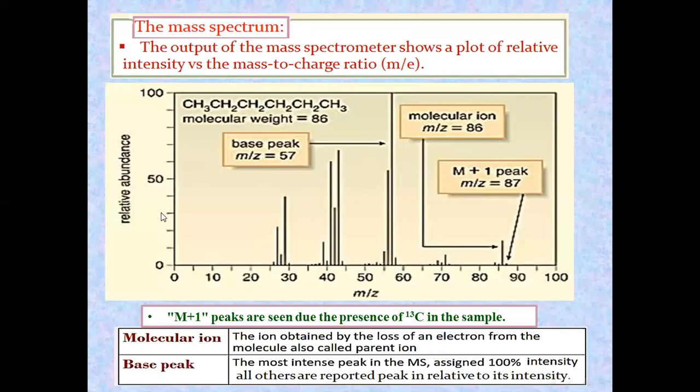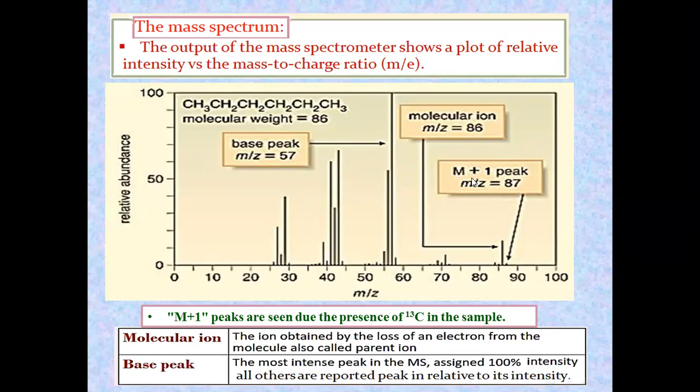How can I read the mass spectrum? I have the relationship between relative abundance and M over Z. M over Z means molecular weight over the charge. The charge is always equal to 1. Now, I have the molecular ion peak, which will be at the end, and maybe I have an M+1 peak, which is related to the appearance of carbon-13, the isotope of carbon, and I have the base peak.